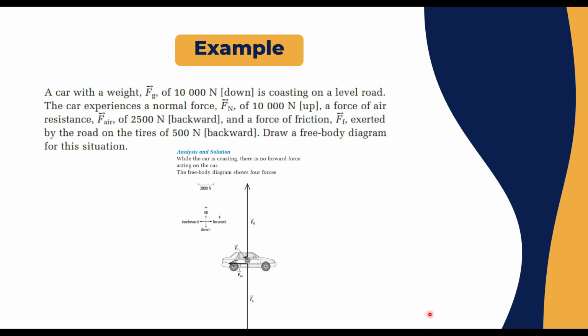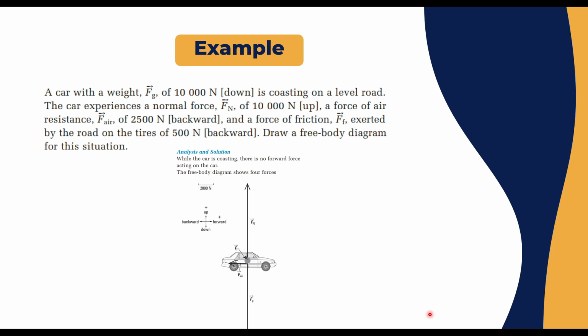Now let's take an example on how to analyze the free body diagram of a certain object. There's a car with a weight Fg of 10,000 newtons downwards. It is coasting on a level road. The car experienced a normal force of 10,000 newtons upwards, a force of air resistance, in this case 2,500 newtons backward, and force of friction exerted by the road on the tires of 500 newtons backward. Draw a free body diagram for the situation.